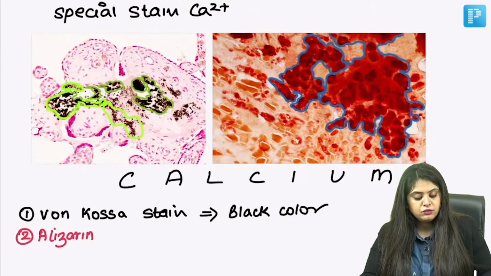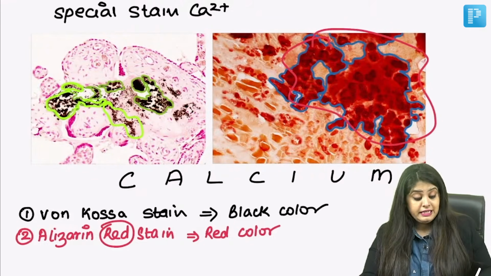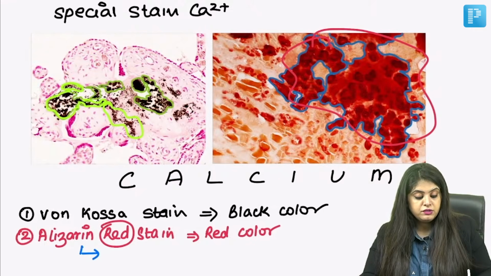The next stain is going to be the alizarin red stain. I'm not zooming in because it's very obvious that the color that is going to come to calcium is a red color, which you can see everywhere over here. This stain is very important because it is used for staining minute amounts of calcium.